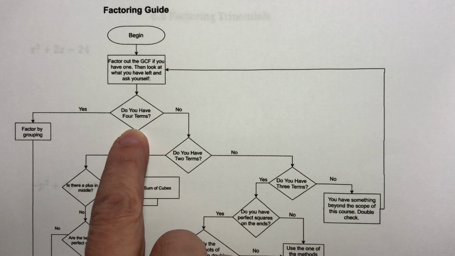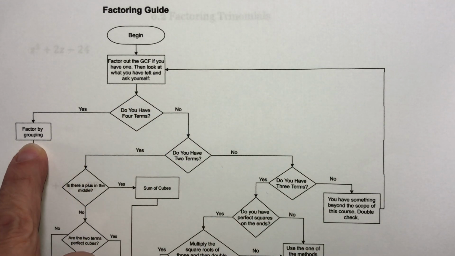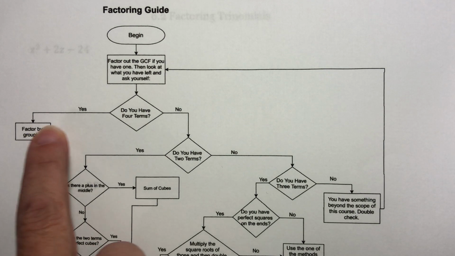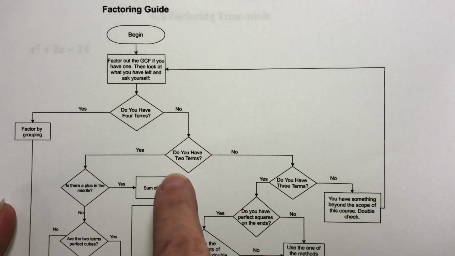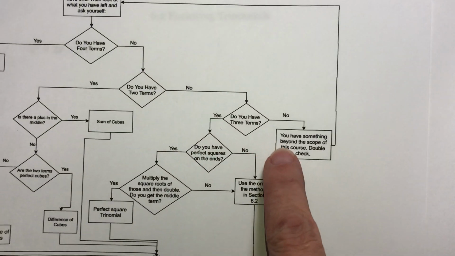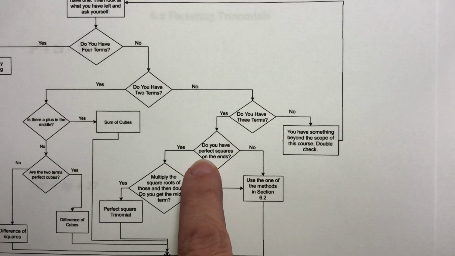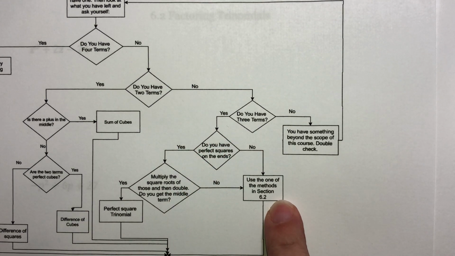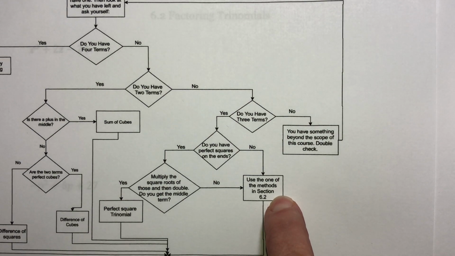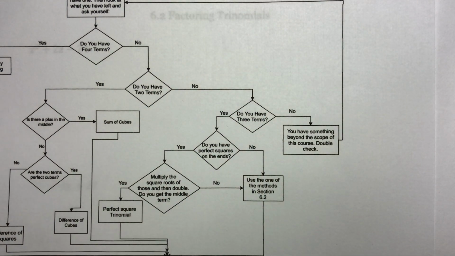And then where we were in 6.1, we had 4 terms, so we tried factoring by grouping. Where we're going to be now is, so do you have 4 terms? No. Do you have 2 terms? No. We're going to have 3 terms. And we don't know yet our special cases, so we're actually ending up right here. Use one of the methods in section 6.2, okay? The rest of this are special cases, which we will cover in 6.3.